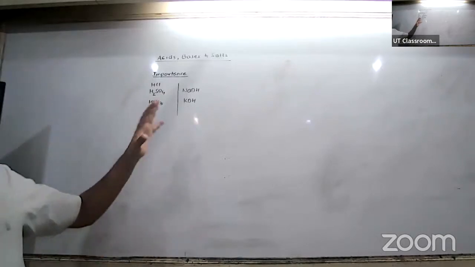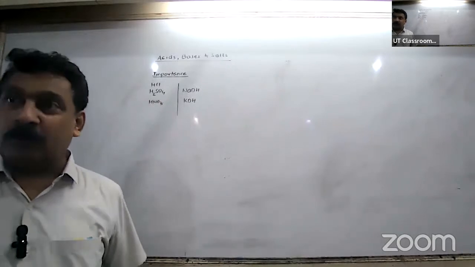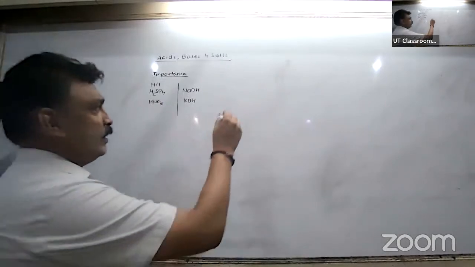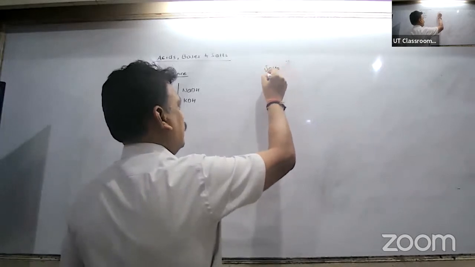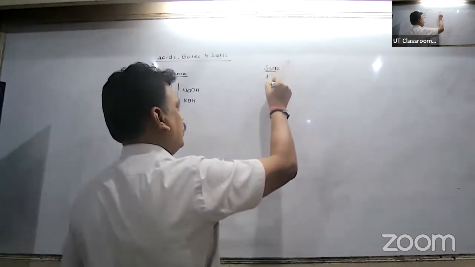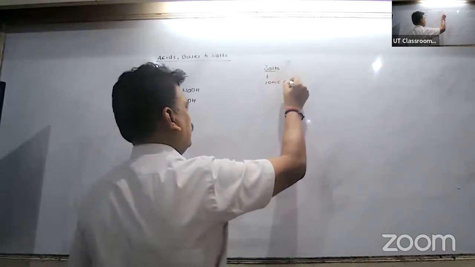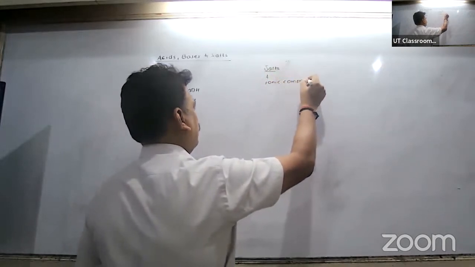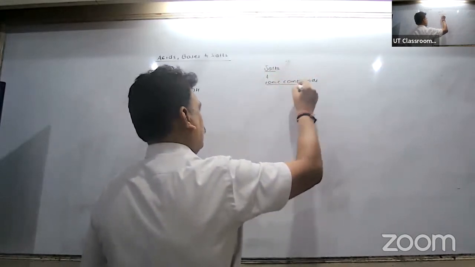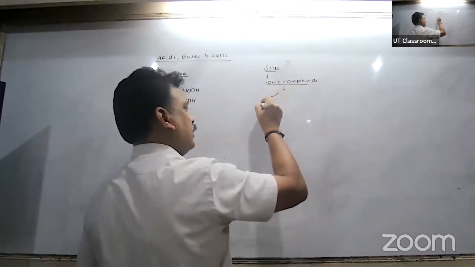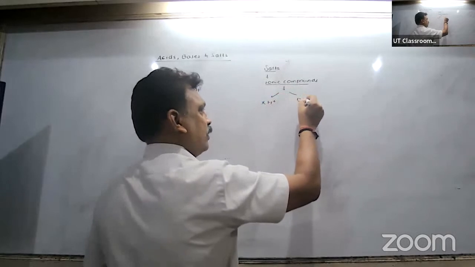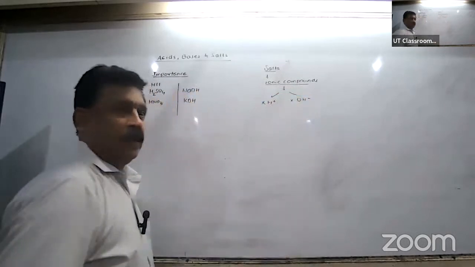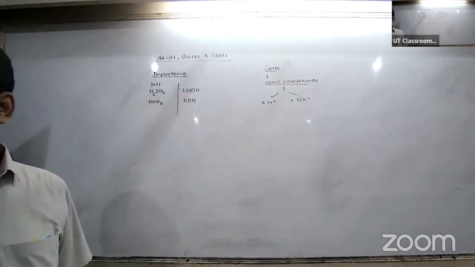Now let us come to the next part, that is salts. What are salts basically? Salts are ionic compounds which, on dissolving in water, produce ions other than H plus ions and ions other than OH minus ions. That means they don't normally give H plus ions or OH minus ions.